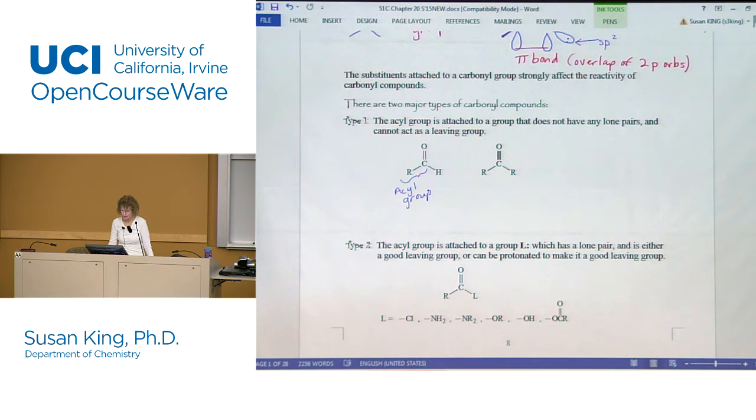So in type 1, the acyl group is attached to a group that does not have lone pairs and cannot act as a leaving group. So here, the acyl group is attached to a hydrogen, or the acyl group is attached to another R group. So this would be an aldehyde, and this would be a ketone. And these are both type 1, so if we compare R and H, the things that they have in common is that they have no lone pairs, and they can't be a leaving group.